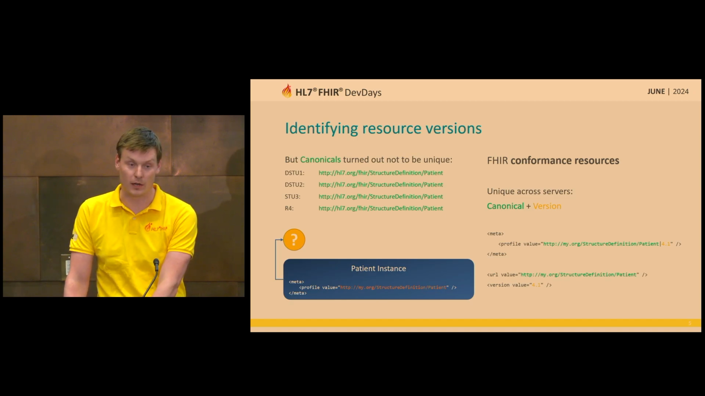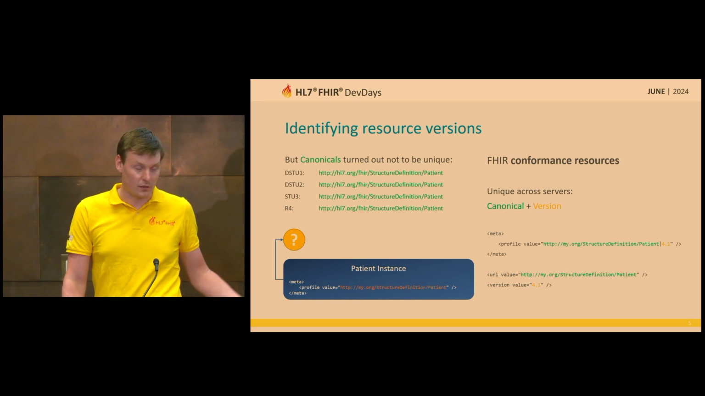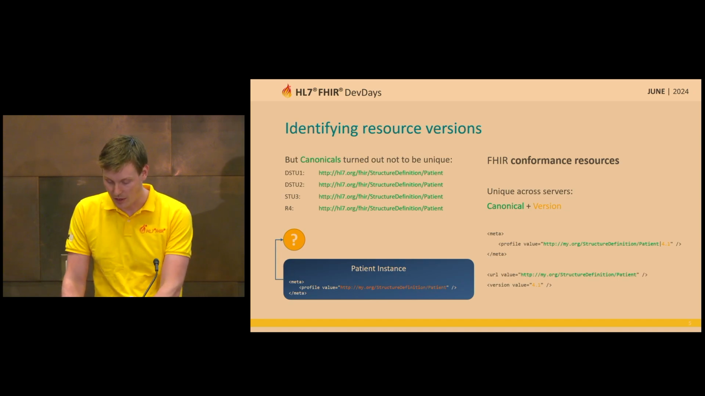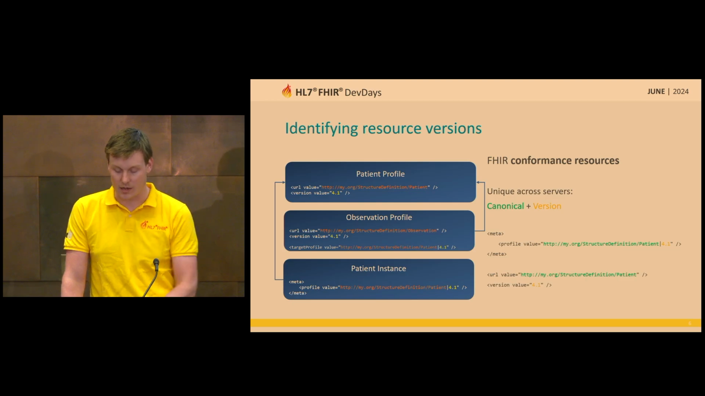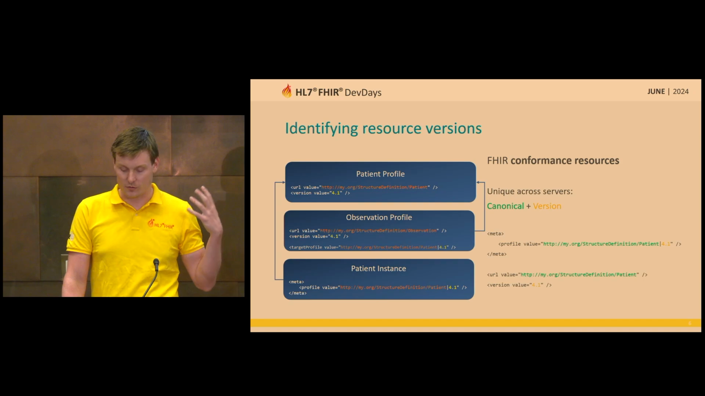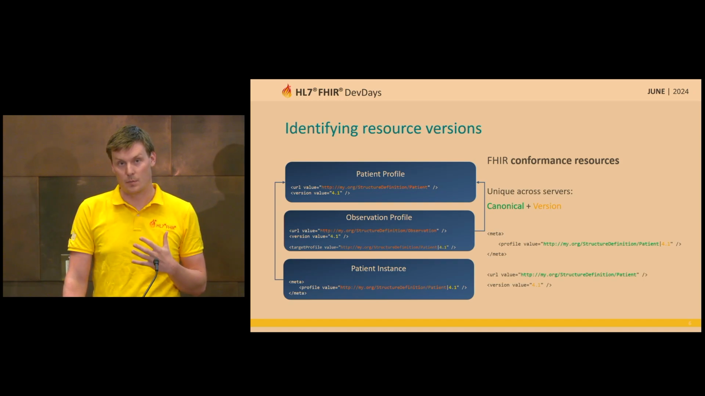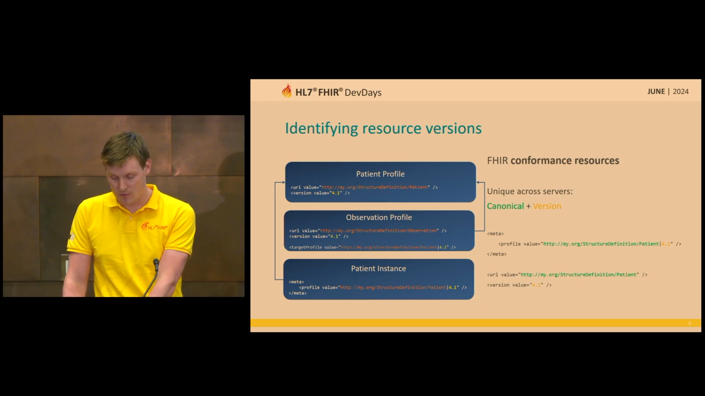And that worked out great for a while because, well, you could point to a really specific version of a patient resource or a patient structure definition and say, hey, I conform to version 4.1 or whatever. So what you would have is, again, this patient instance pointing to a patient profile saying, hey, this is version 4.1. And the observation profile would point to a patient as well, saying, I conform to version 4.1. That seems nice.